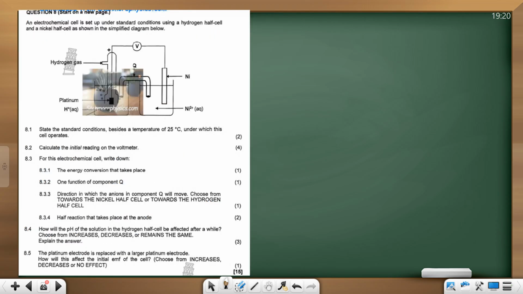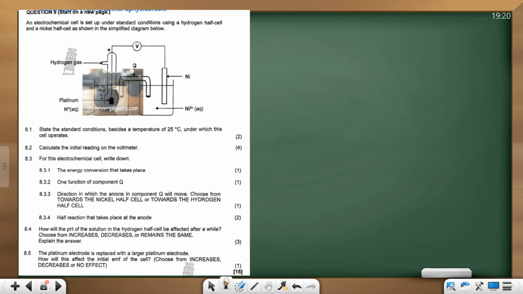Galvanic cell, right? There's a gas there, so we need to bring in platinum. Standard conditions, besides a temperature of 25, I need pressure now of 1 atmosphere. Initial reading, energy conversion, function of Q, direction in which the anions flow. The anions will always move to the anode and cations will move to the cathode. The anode and cathode you can fix from the table. You have hydrogen and nickel.